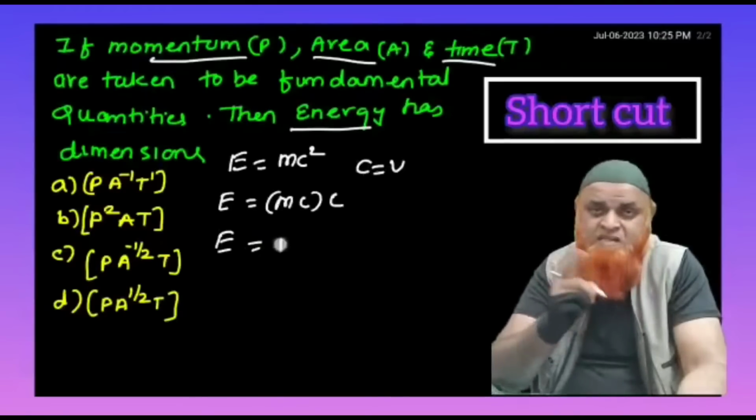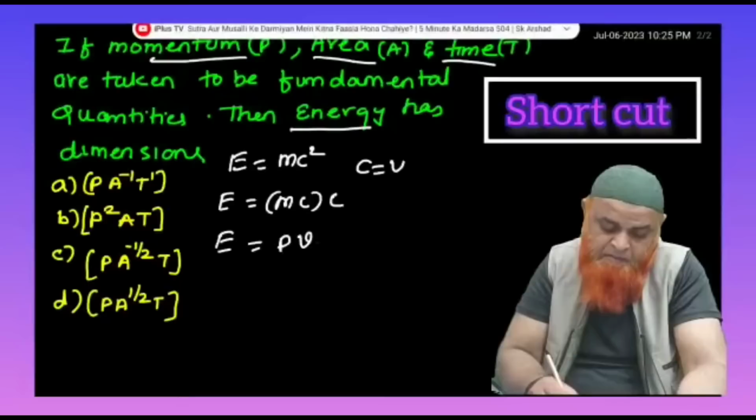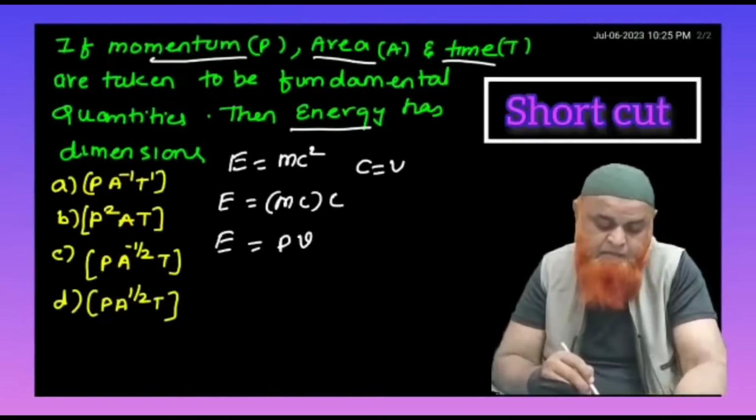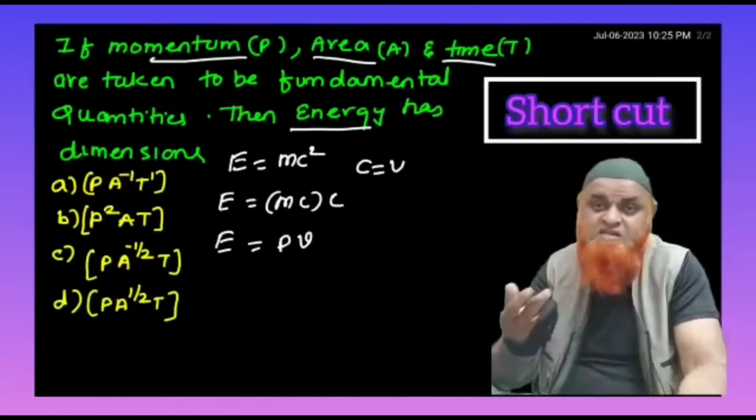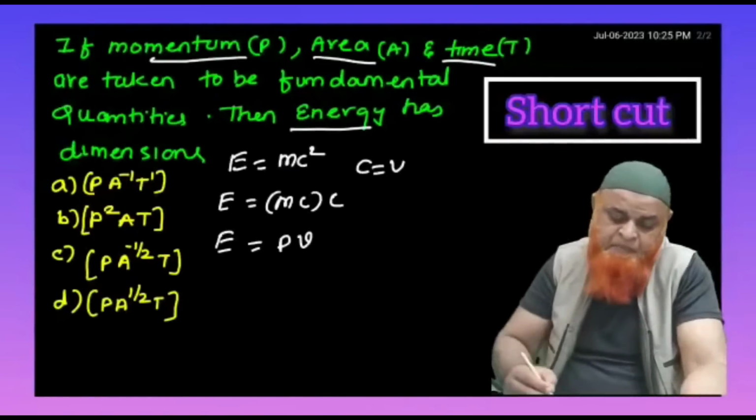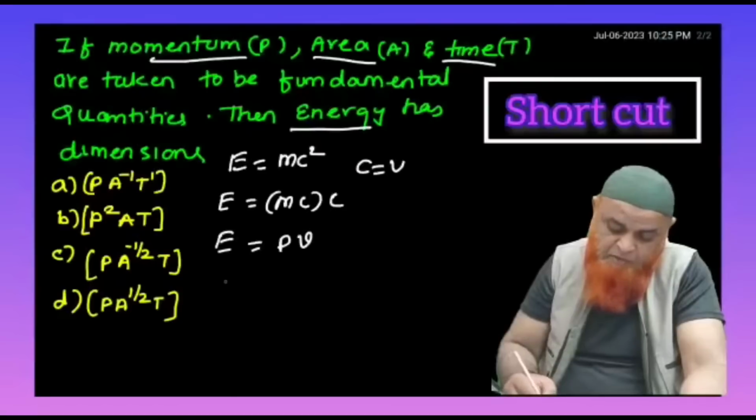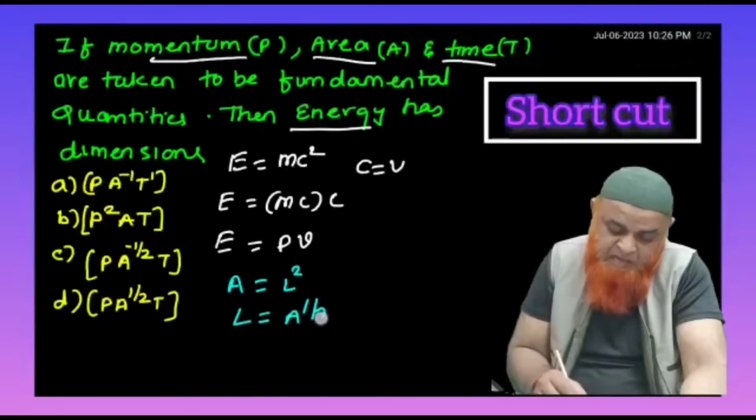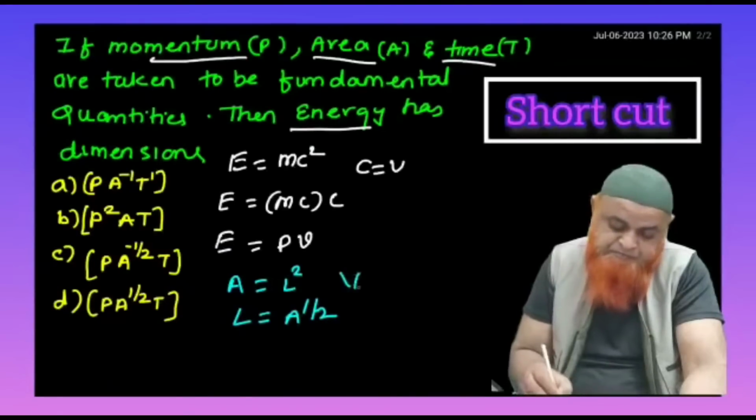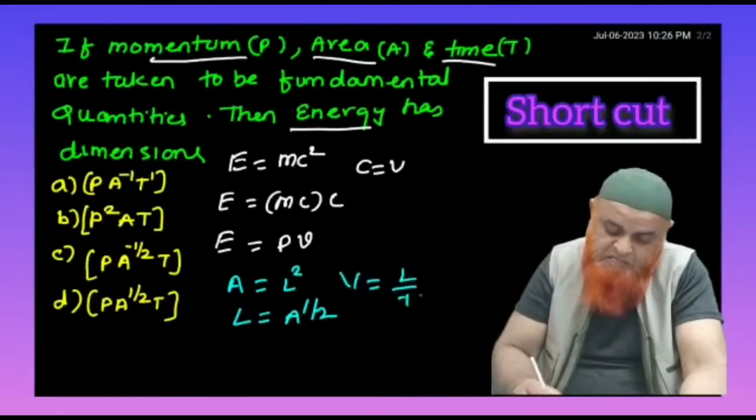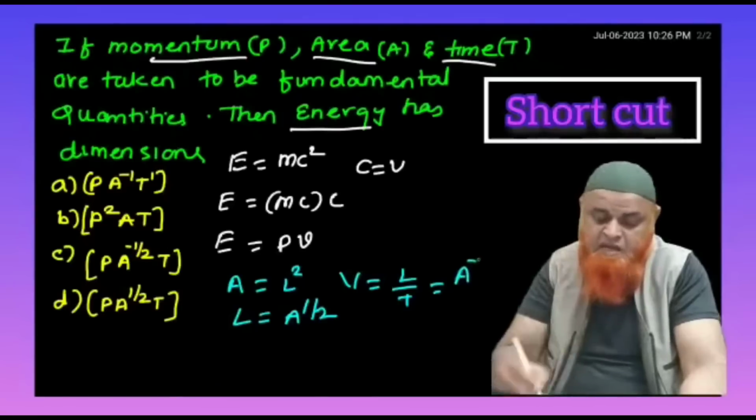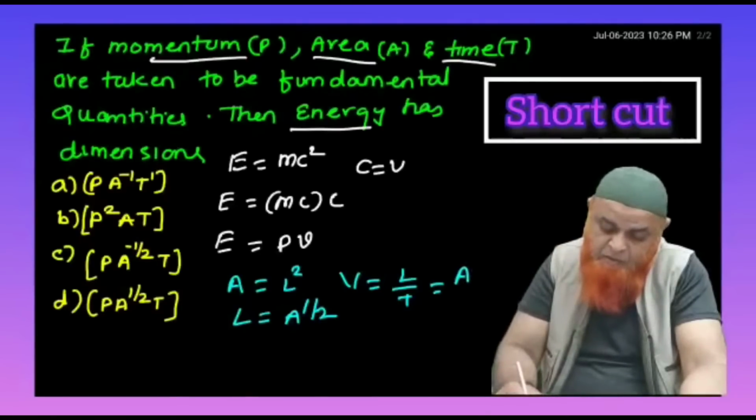So mass into velocity is taken as momentum. So momentum into again velocity. Momentum is taken as p here. But again you have to write velocity in terms of area and time. How are you going to do that? It's very simple. You can just see what I am going to do now. I will be writing area. Area is nothing but L square. That means L is nothing but A power 1 by 2. And you know that velocity is nothing but displacement by time. So instead of displacement L here, I will be taking A power 1 by 2.